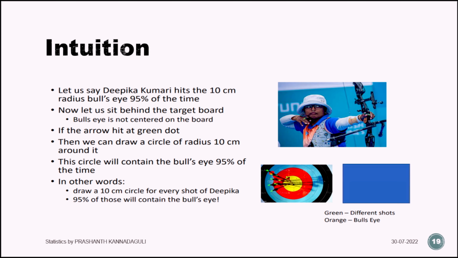Okay, if I want to show you, I'll change to a different color. Let me assume that this is the bullseye, whatever you are seeing here at the center. You see the statement written over there: any circle you draw, there is a 95% chance that it will contain the bullseye.